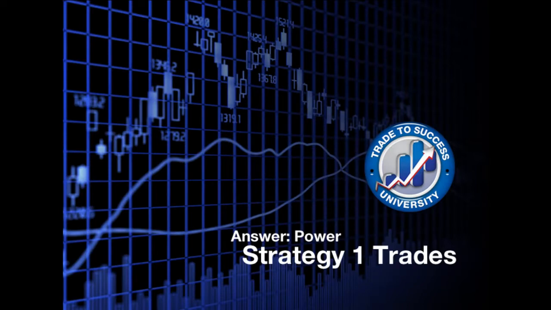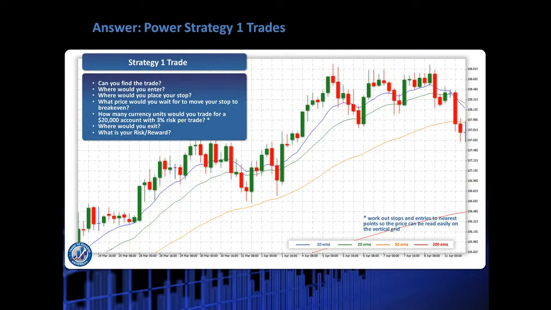Okay, let's go over the answer to the Power Strategy 1 question on the previous page. This is the chart in question. We know it's a Strategy 1 trade. So can you find the trade? Here's the trade, the ABCD.